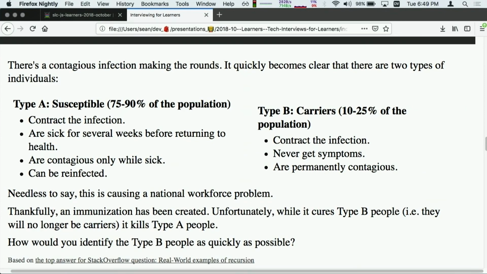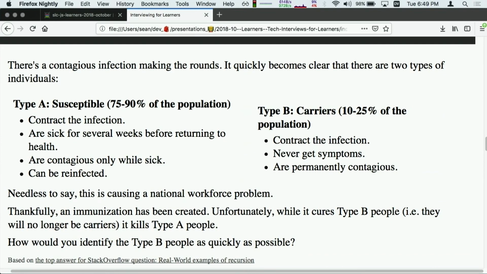My knee-jerk reaction is to infect them and then watch for the symptoms, and if they don't have symptoms, then give them the immunization. Okay. But then that means you're going to make an awful lot of people sick in the process. But that's just my first reaction.